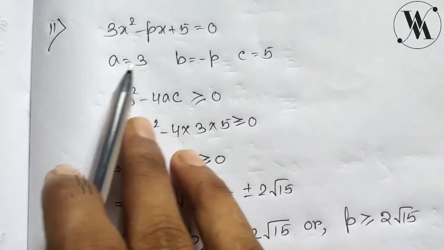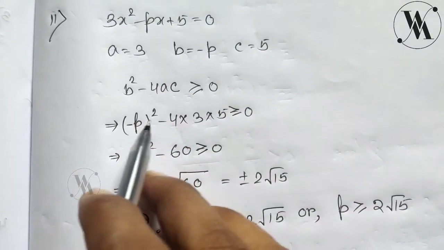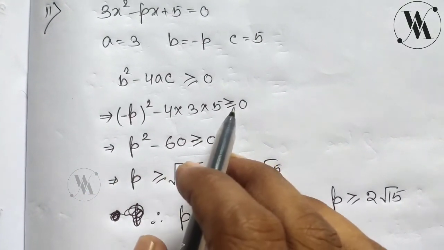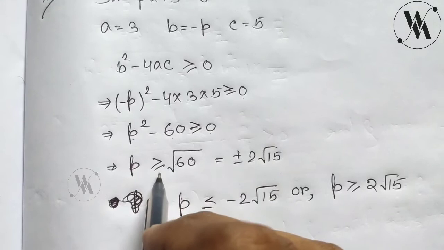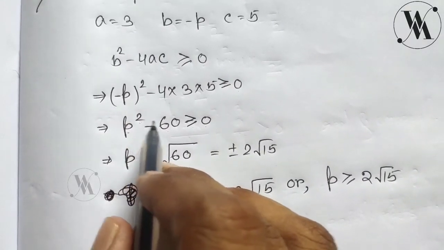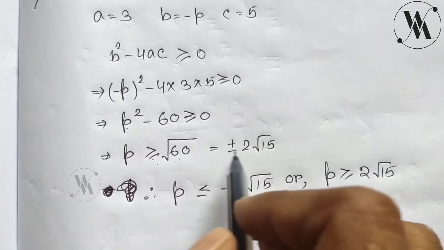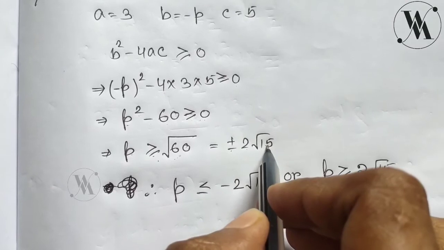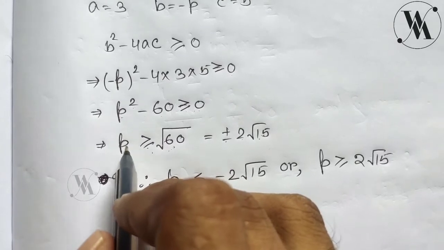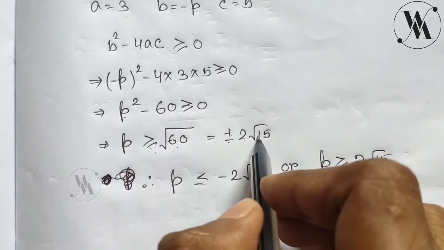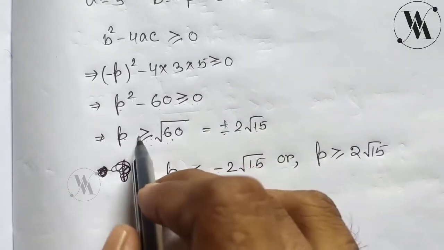Now as a equal to 3, b equal to minus p, and c equal to 5, that means (minus p) whole square minus 4 into 3 into 5 greater than or equal to 0. So p square minus 60 greater than or equal to 0. So p square greater than or equal to 60, so p is greater than or equal to root 60. Now the value of root 60 equals plus minus 2 root 15. So we get p greater than or equal to plus minus 2 root 15.